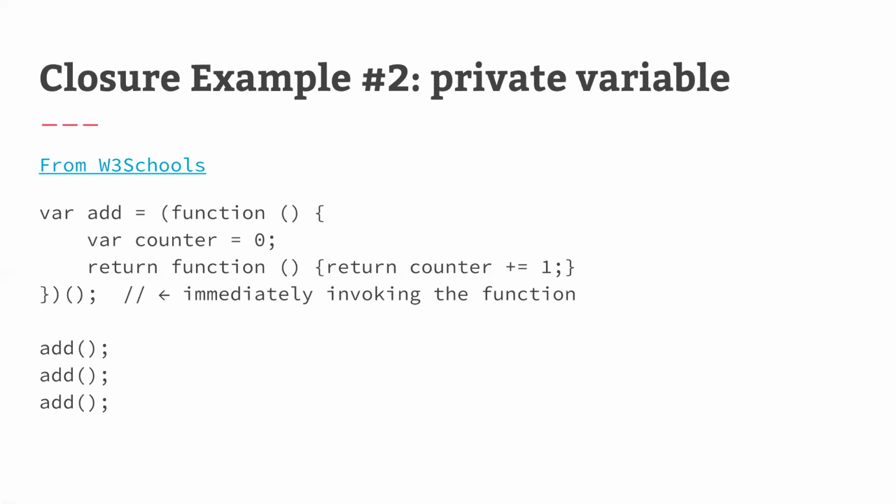Because you're setting add equal to whatever is returned, and what's returned is this function. So counter is now a private variable to that add function, but it persists. It's a private variable to any time the add function is called. Yeah, Misha?